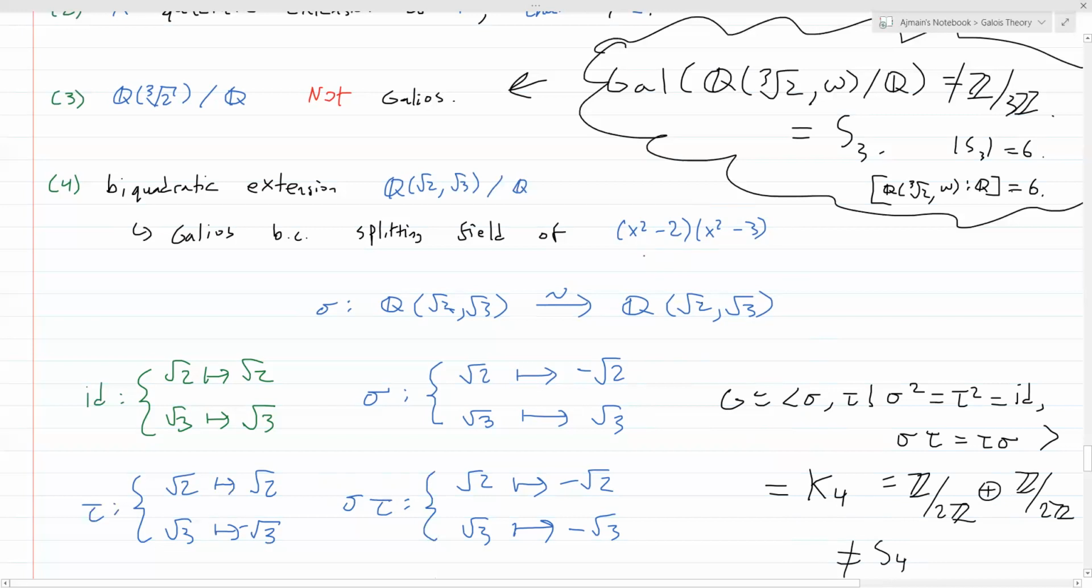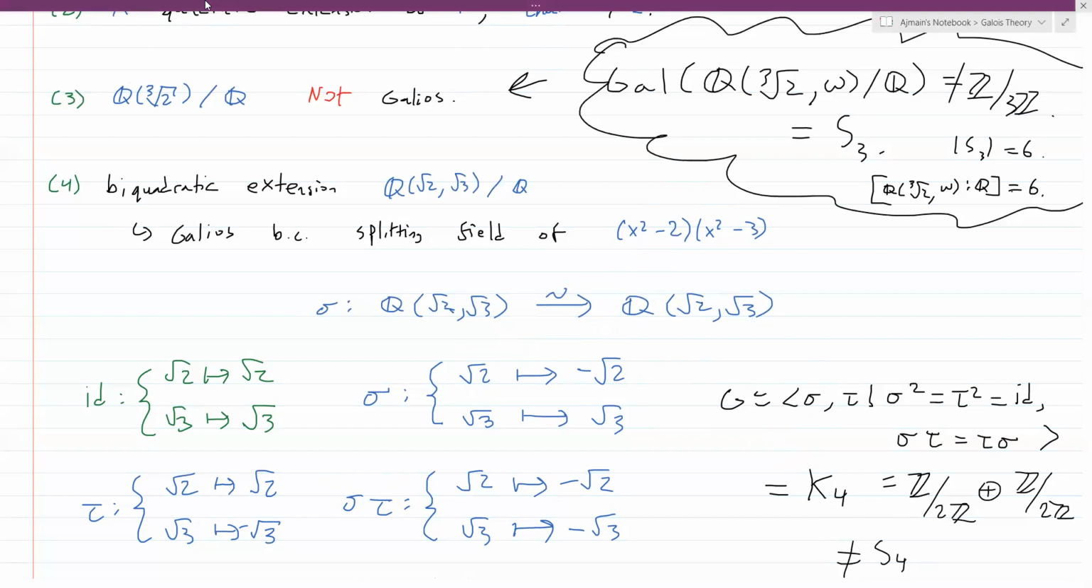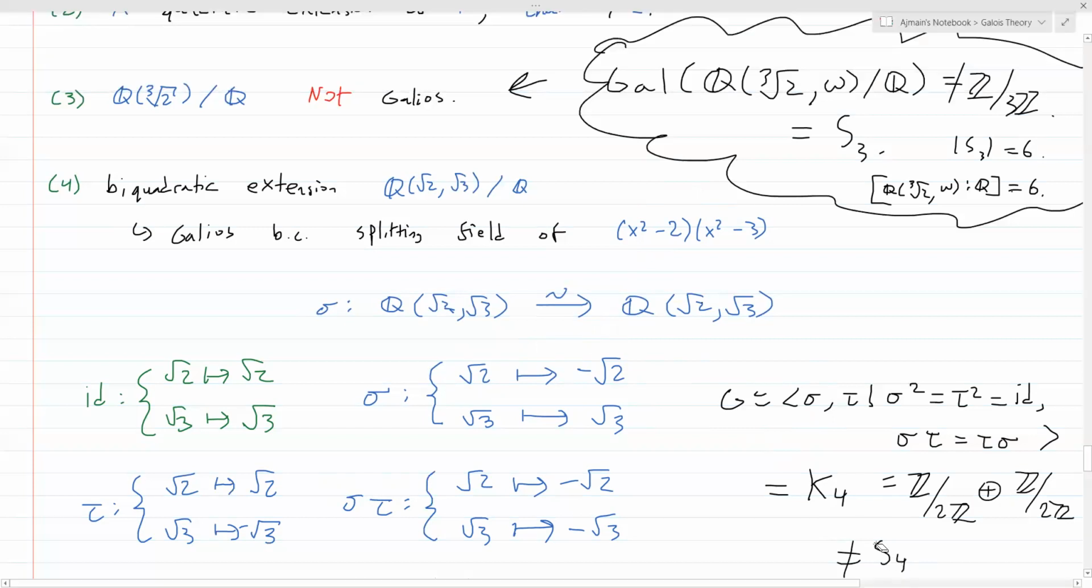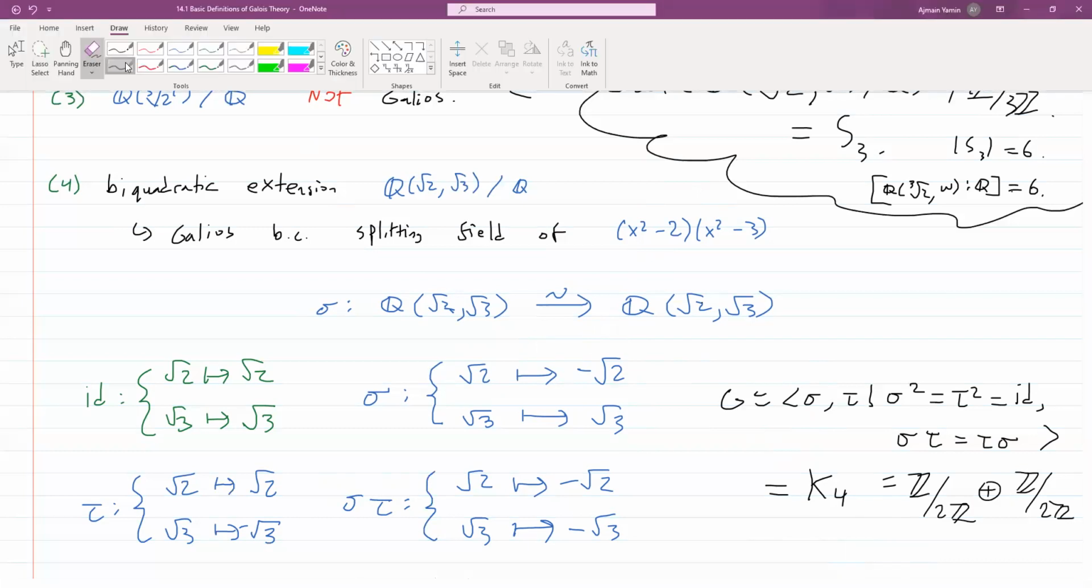Even though this polynomial has 4 roots, all of the permutations of these 4 roots are not valid permutations, because you can't send square root of 2 to square root of 3. Even though both of those are roots of the same polynomial, they're not roots of the minimal polynomial of square root of 2. So from that perspective, you don't get that. So this is an example of a Galois group which is not a symmetric group.